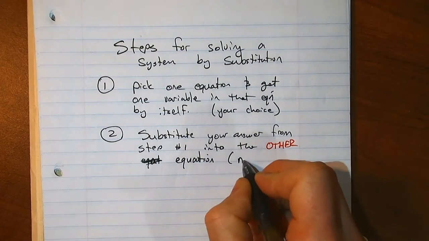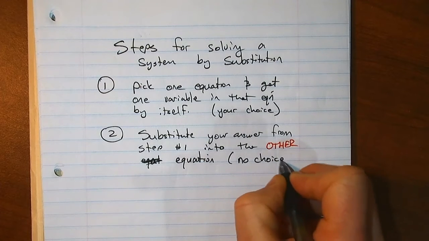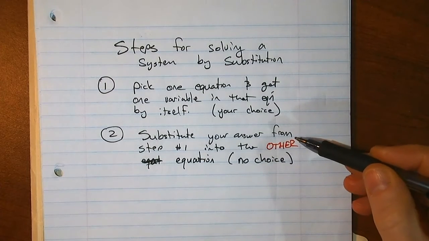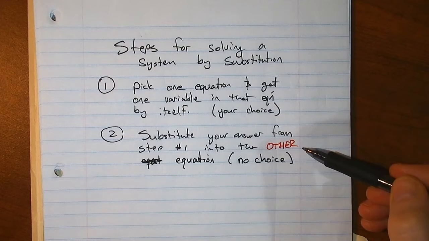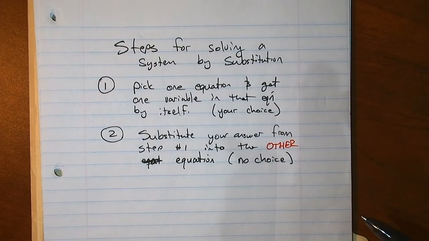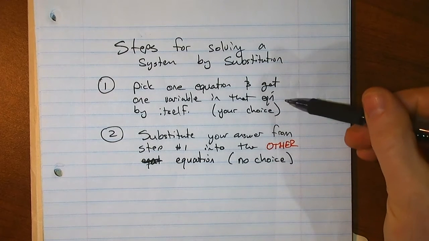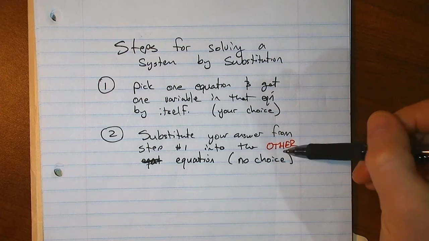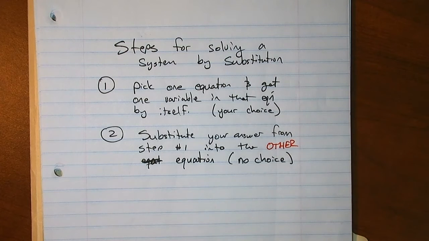For this one, there's no choice. You must use your answer from step 1, and you must put it into the other equation. There's no choice here. So this is where you get your choice. Here, there's no option. You've got to do that.